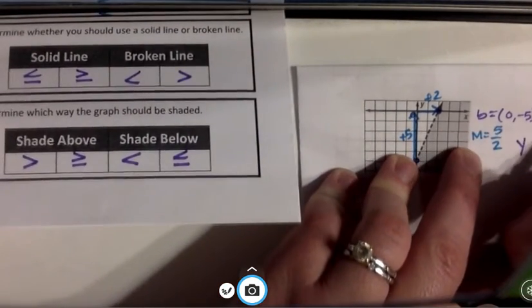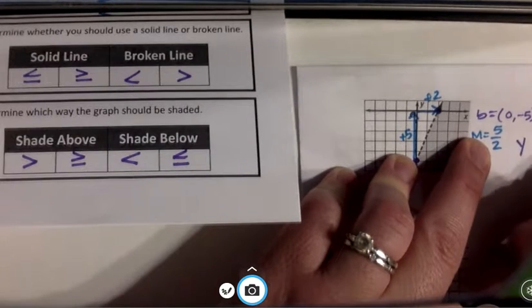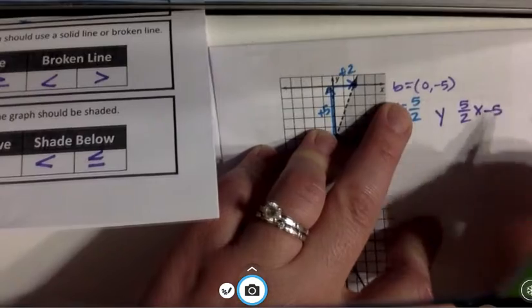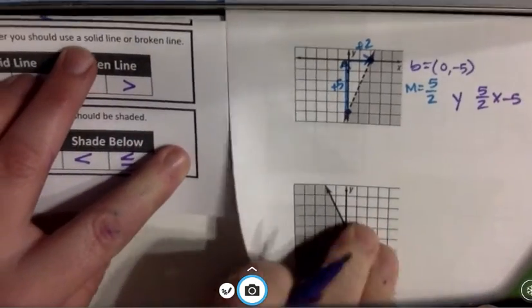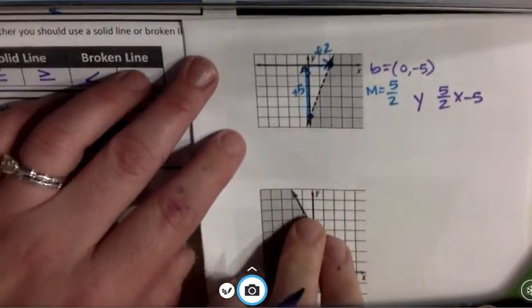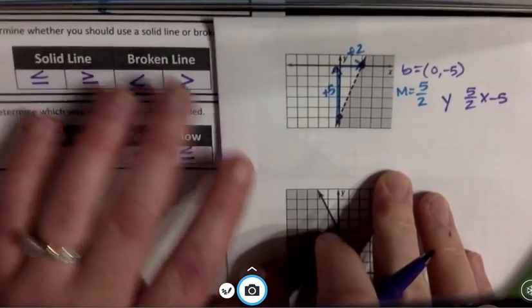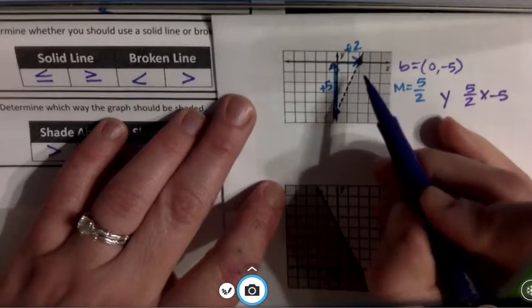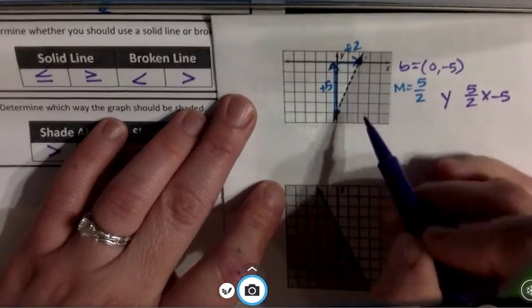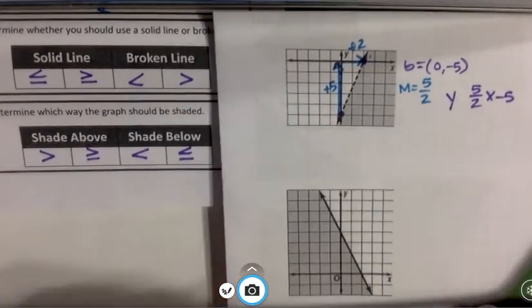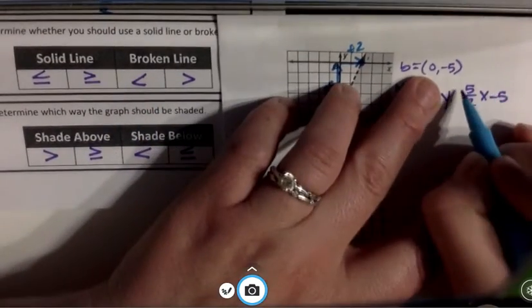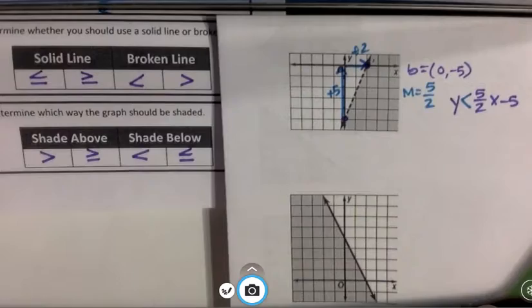And now I'm going to start writing my equation. y, 5/2 x. Oops, and I'm falling off of here. Minus 5. Hopefully I didn't do that on the last one. I probably did. That would be exciting. 5/2 x minus 5. And then it looks like I have a dashed line, and again, it's shaded below. So dashed, shade below, less than sign.